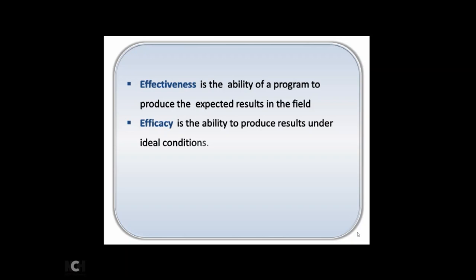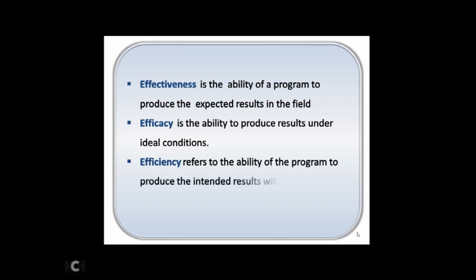When you say effectiveness, it is the ability of a program to produce the expected result in the field. When you say efficacy, it is the ability of a program to produce results under ideal conditions, and efficiency refers to the ability of the program to produce the intended results with a minimum expenditure of time and resources.